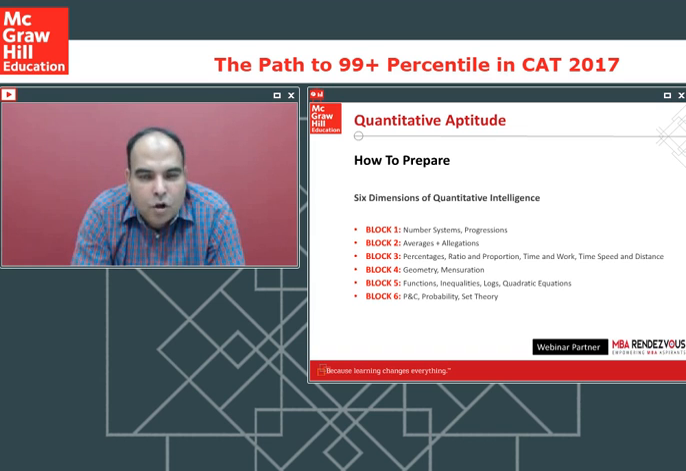And block 6, permutation, combination, probability and set theory: PNC would be around 150, probability around 75 to 100, and set theory would again be around 50.